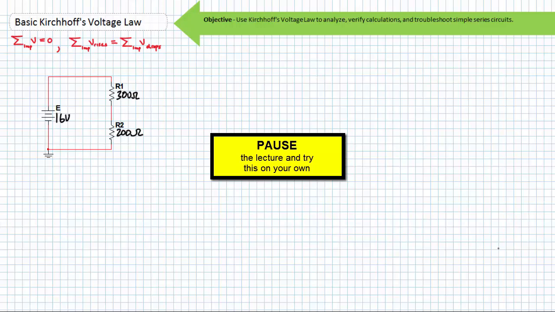Pause the lecture and see if you can perform an analysis of this circuit to solve for the expected voltage drops across these two series resistive elements, supplied by a 16-volt source. Here's the challenge though. You are only allowed to use Ohm's law twice. Take your best shot. You've only got two, so aim well.